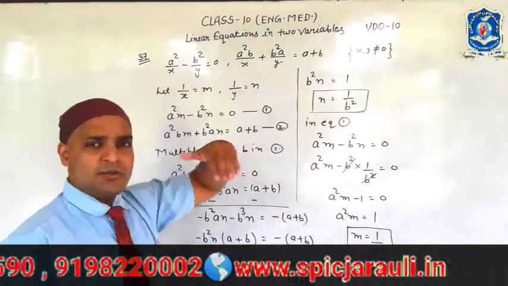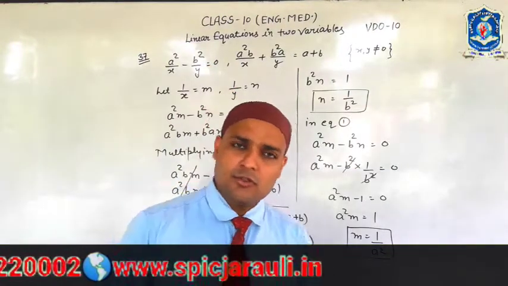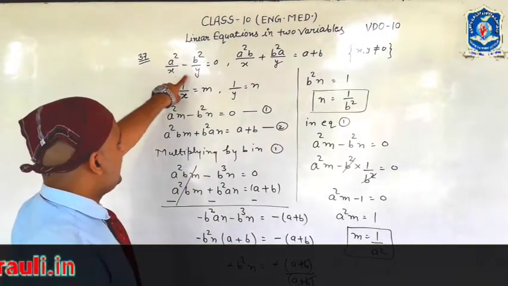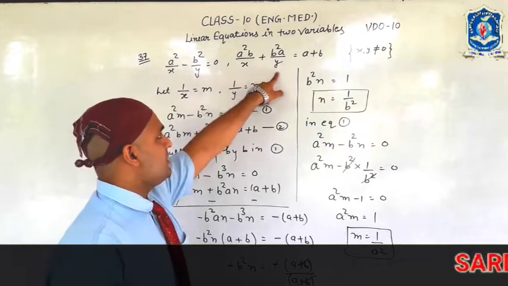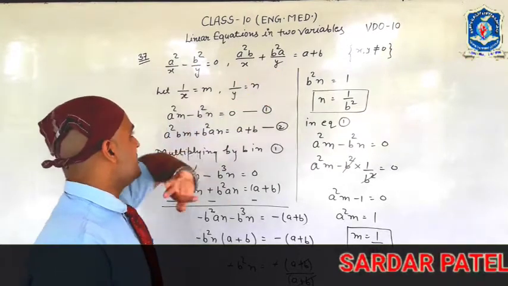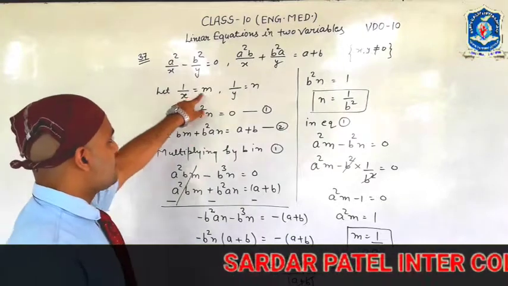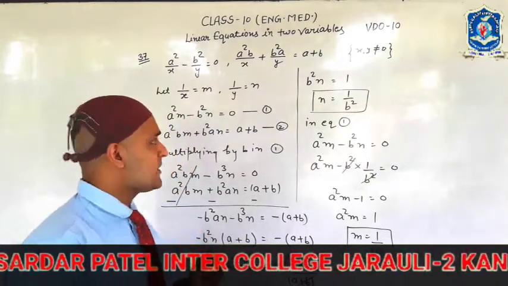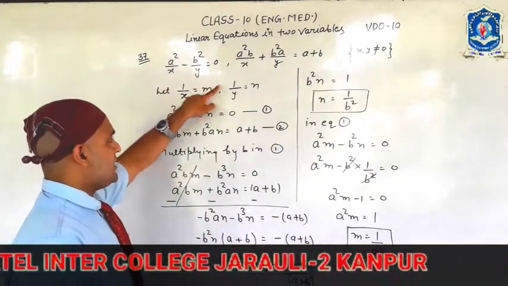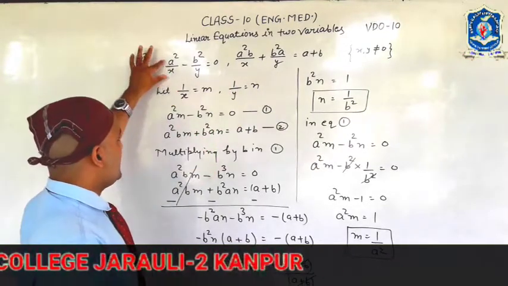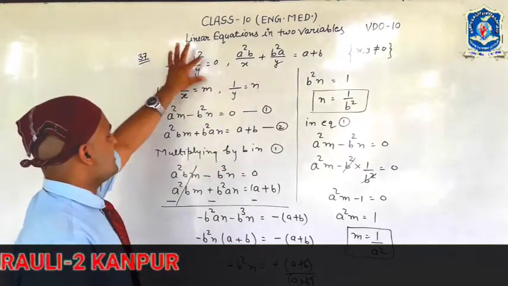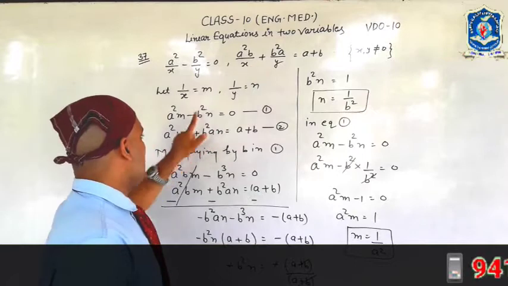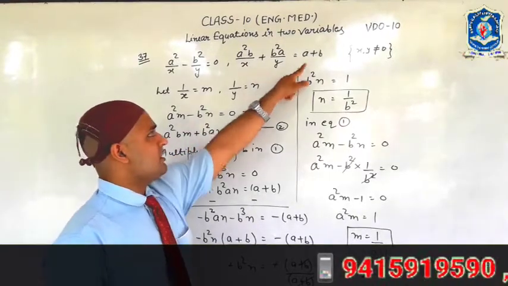The process is the same. In the previous questions we let 1 upon x equal to something, 1 upon y equal to something. So in this question also the x and y variables are in the denominator. So first we let 1 upon x equal to m and 1 upon y equal to n. Put the value of 1 upon x as m and 1 upon y as n. The equations will be a square m minus b square n is equal to 0, equation first, and the second equation will be a square b m plus b square n is equal to a plus b.